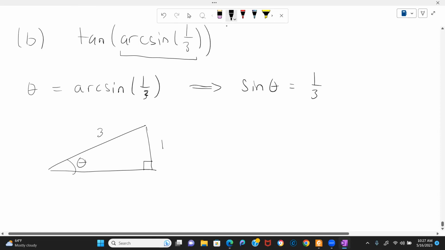We can use the Pythagorean theorem. If we call this side x, then one squared plus x squared is equal to 3 squared. If you do this algebra out, it'll imply that x is root 8, which is 2 root 2.